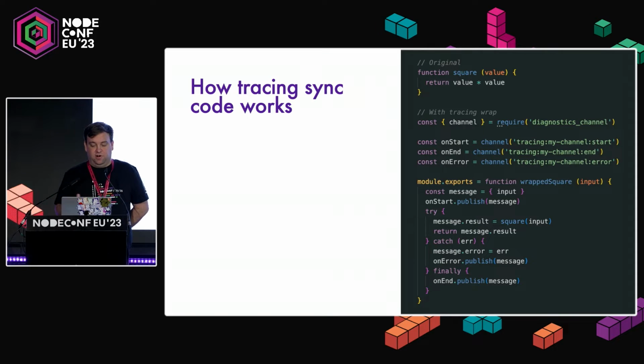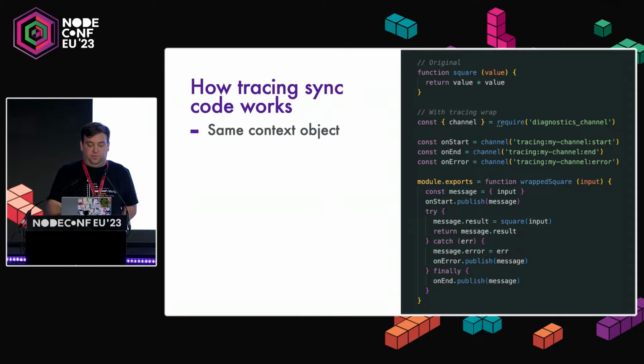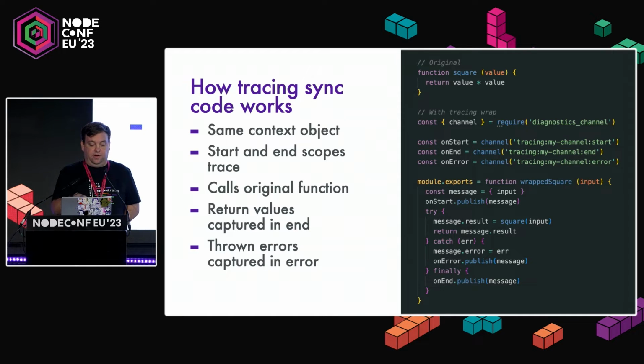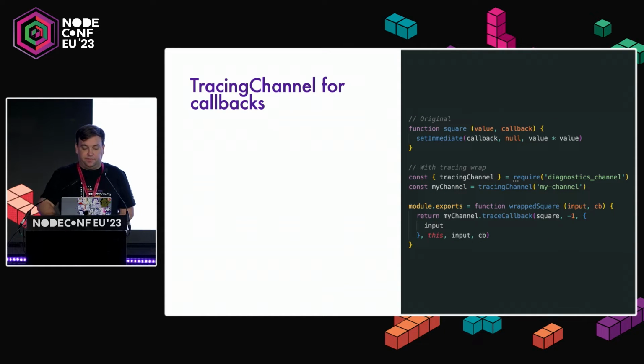So this is roughly what it looks like internally. As you can see, we create this message object, the context object, and the start and end create a scope around the trace, and this calls that original square function in the try branch there, and the return value is captured on the result, which we can then see on end later, and thrown errors are added to the message and viewable on error.